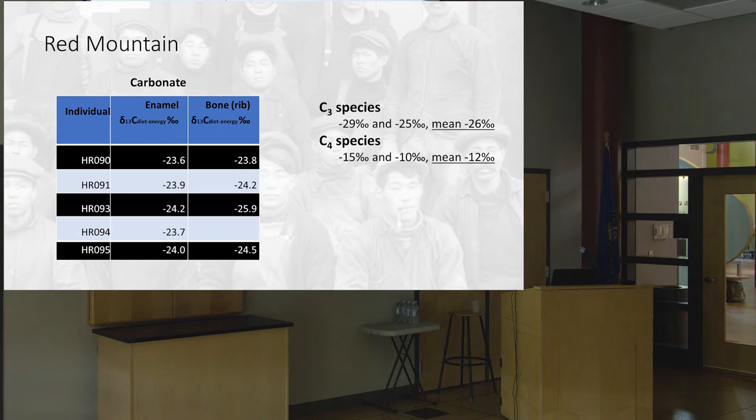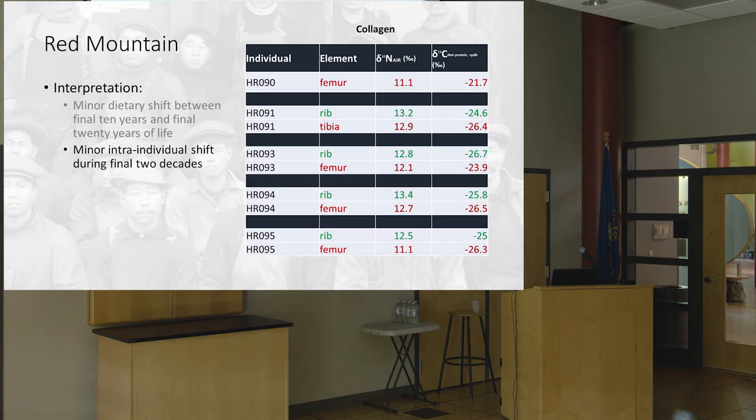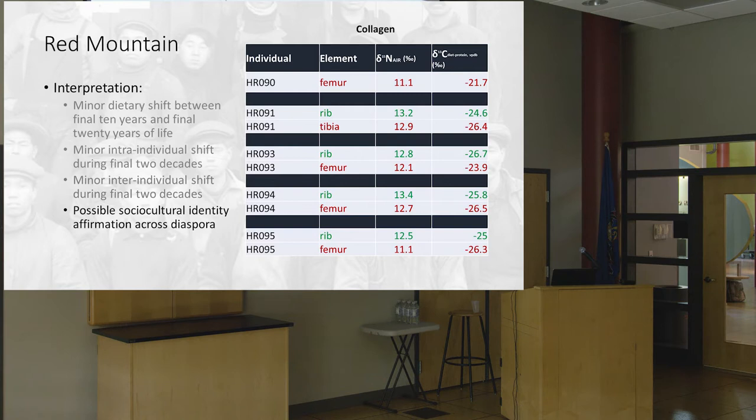Okay. Now, interpretation: minor dietary shift between the final 10 and final 20 years of life. So, of course, we have our appendicular elements, being the femur and tibia and so on, the last 20 years of life, and the ribs are the last 10. And what we're seeing here is minor intra-individual shifts. None of these were statistically significant, and there was no statistical significance between individuals here. So possible sociocultural identity affirmation across the diaspora, meaning they were probably still eating the same foods they always ate. And the little wiggles between these values are most likely due to sourcing.